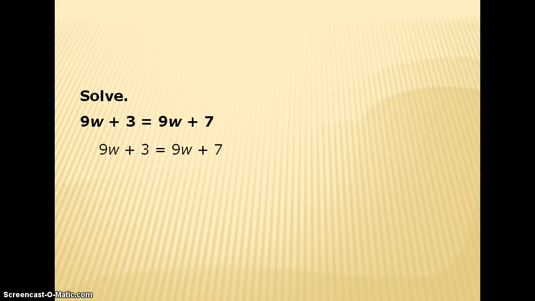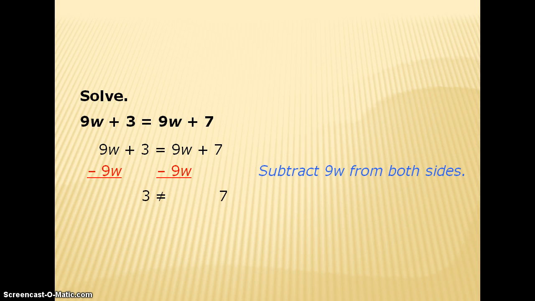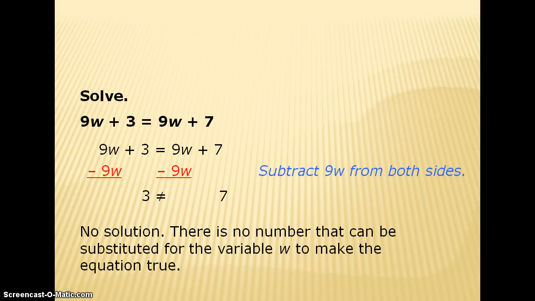Well, let's see what happens if we try to solve this. If we subtract 9w from both sides, we get 3 equals 7. Okay, but in our world, 3 does not equal 7. So if this is the case, we would call this no solution, meaning it doesn't matter what number we plug in for w, it will never ever work.